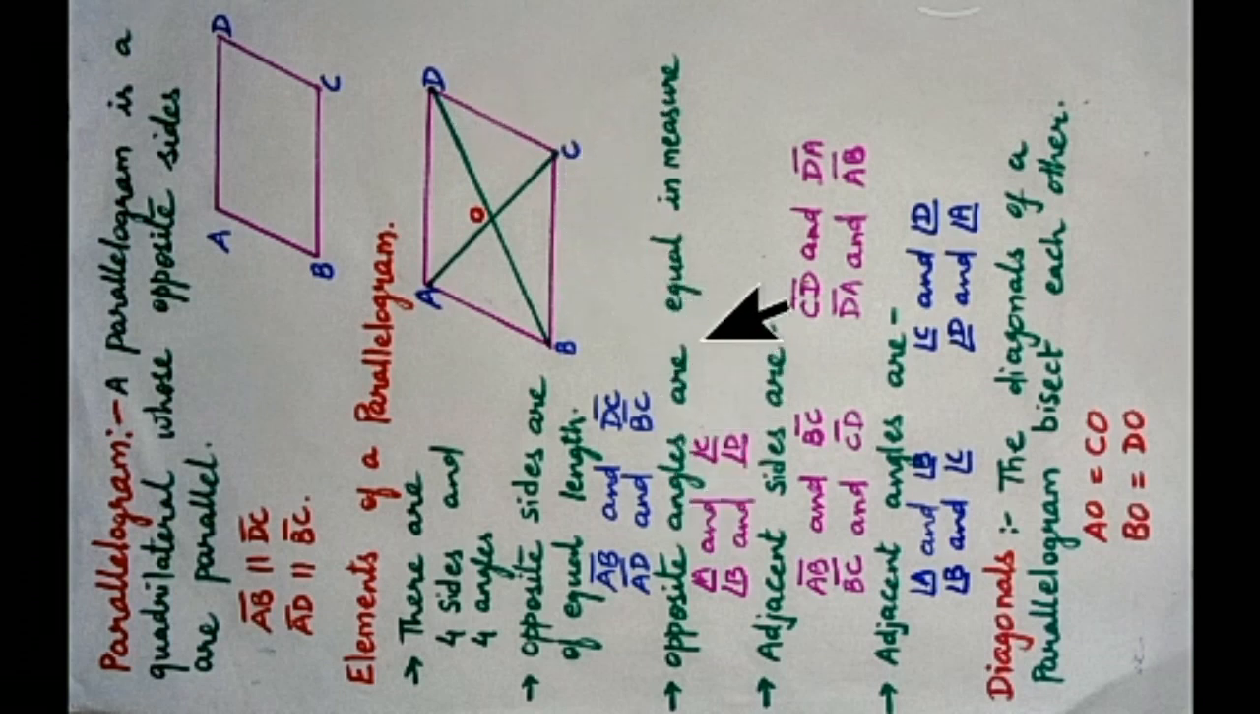Opposite angles are equal in measure. So, which are the opposite angles? Angle A and angle C, angle B and angle D. So, opposite angles are equal in measure.